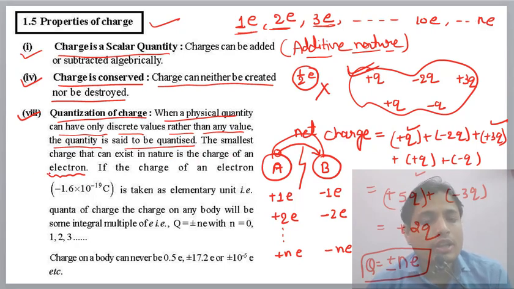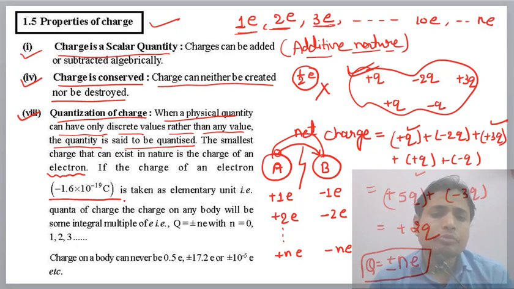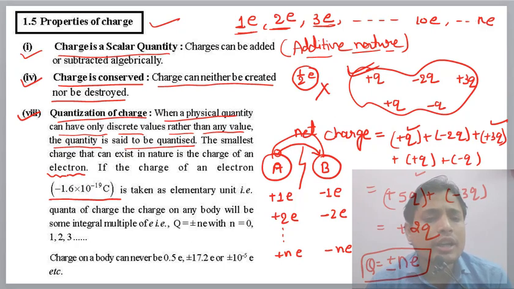And we can say the smallest charge that can exist in nature is the charge of an electron. The smallest charge that exists in nature is the charge of the electron, which is equal to -1.6 into 10 to the power -19 coulomb. Okay, the same charge is also on the proton, but it will be the positive charge, meaning plus 1.6 into 10 to the power -19 coulomb.